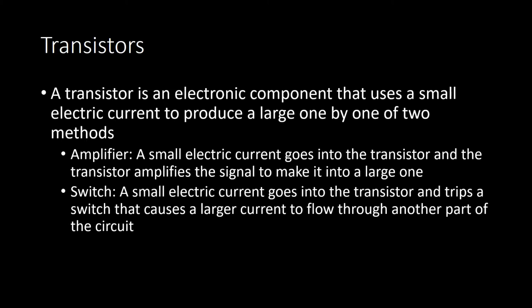The other way is a switch. So with the switch, a small electric current goes into the transistor and trips the switch, which causes a larger current to flow out in another part of the circuit. So in this case, technically it's a different signal. It's coming out as a larger signal somewhere else instead of the same small signal going in and being made bigger. That small signal triggers the release of a bigger signal somewhere else.